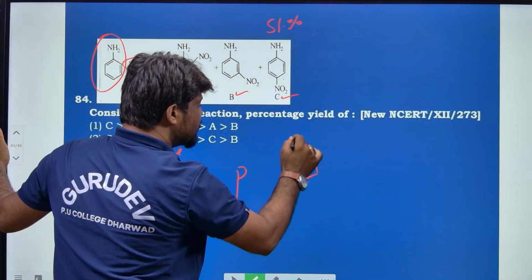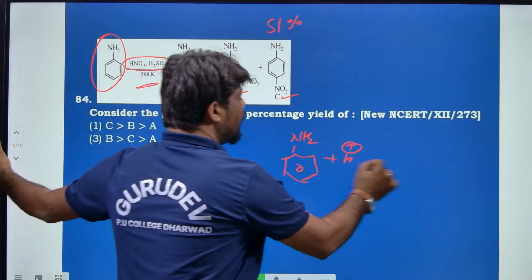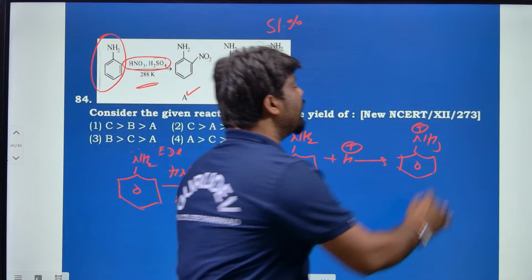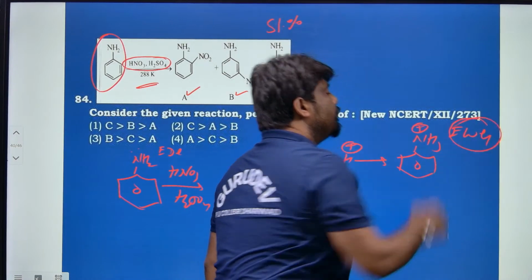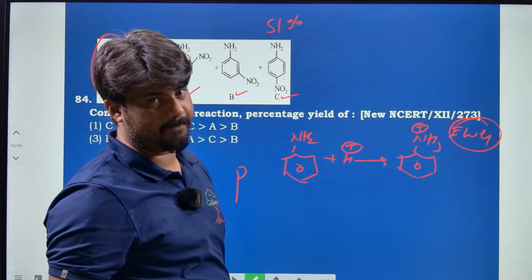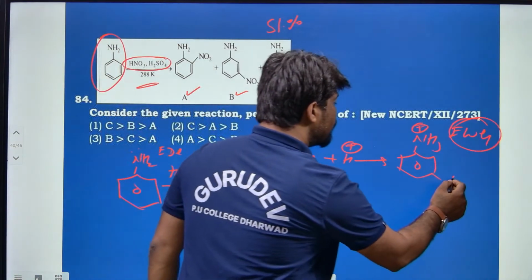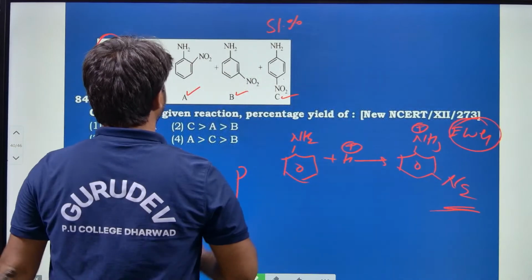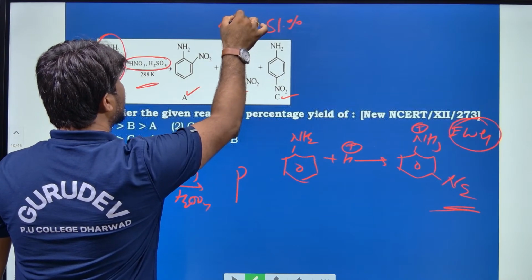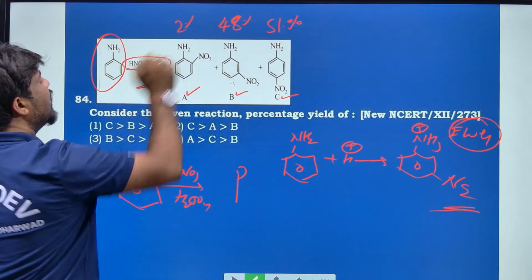this aniline, when it is treated, because of the presence of the concentrated H2SO4 here, forms the anilinium ion. This anilinium ion acts as an electron withdrawing group, so it will prefer the meta position for nitration instead of ortho. So here meta nitration will take place more, about 48 or 49%. The remaining 1 or 2% will be ortho.